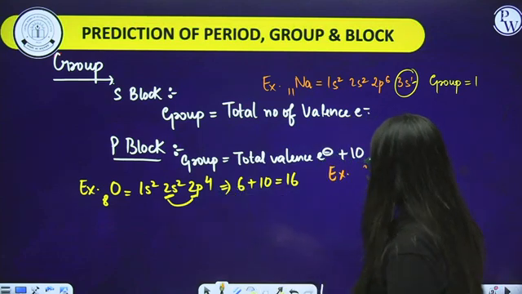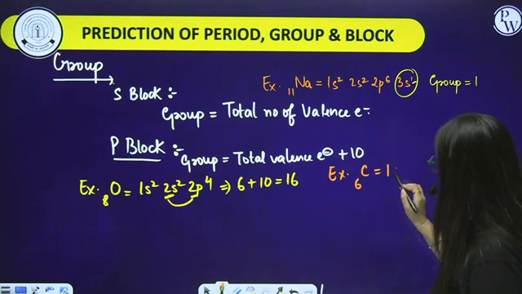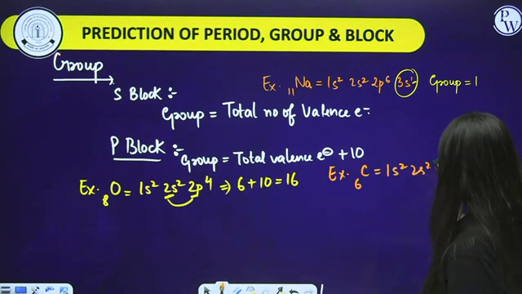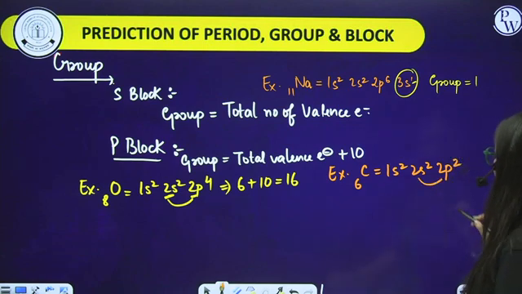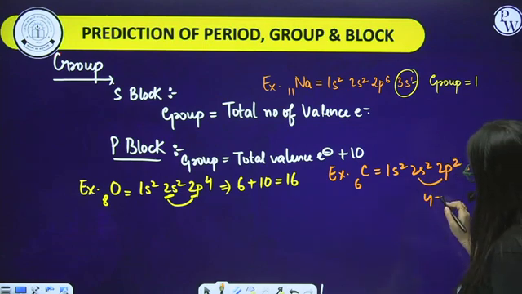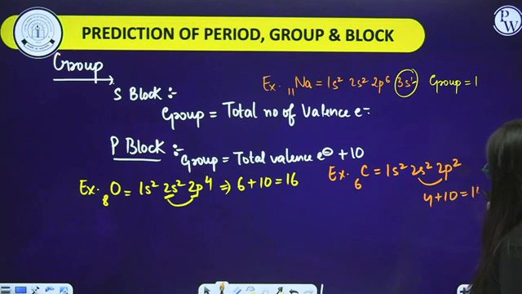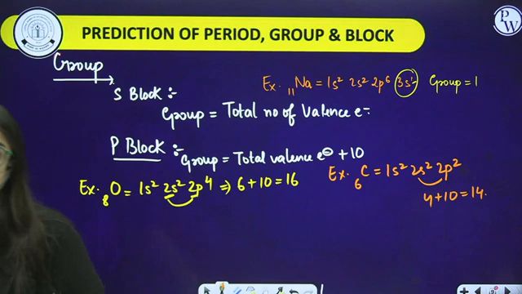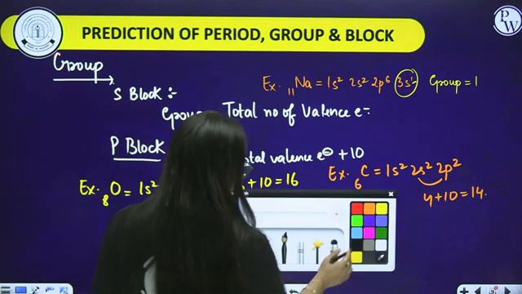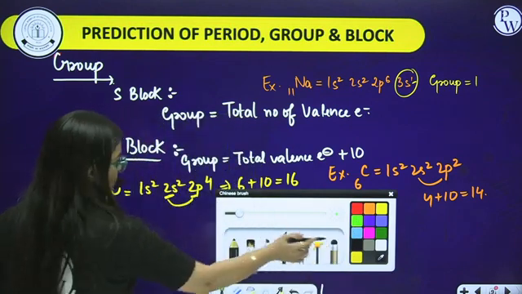Let us take an example of carbon, atomic number 6. This comes out to be 1s2, 2s2, 2p2. Yes? So now how many electrons are in the outermost shell? 4. So 4 plus 10 comes out to be the 14th group. Clear everyone? So this was about P block. Let us talk about now D, the D ones.